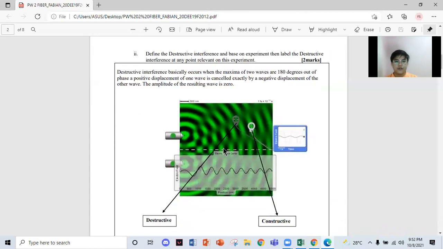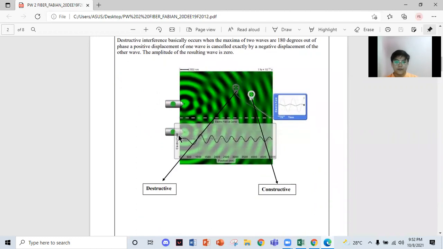Oke, untuk soalan kedua, question 2, the answer is destructive interference basically occurs when the maxima of two waves are 180 degrees out of phase. Positive displacement of one wave is cancelled exactly by a negative displacement of the other wave. The amplitude of the resulting wave is 0. So ini adalah destructive interference.